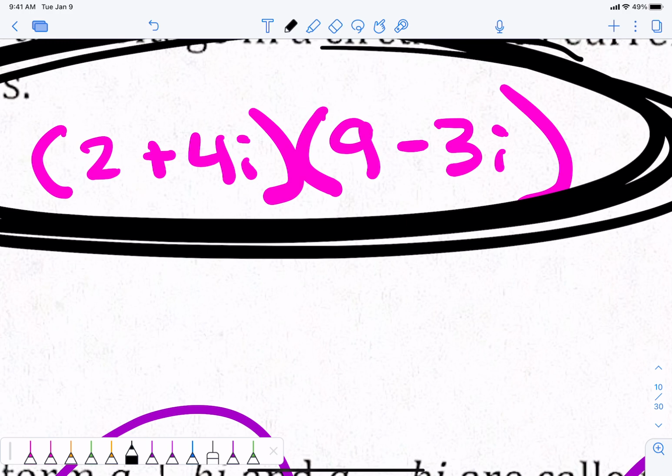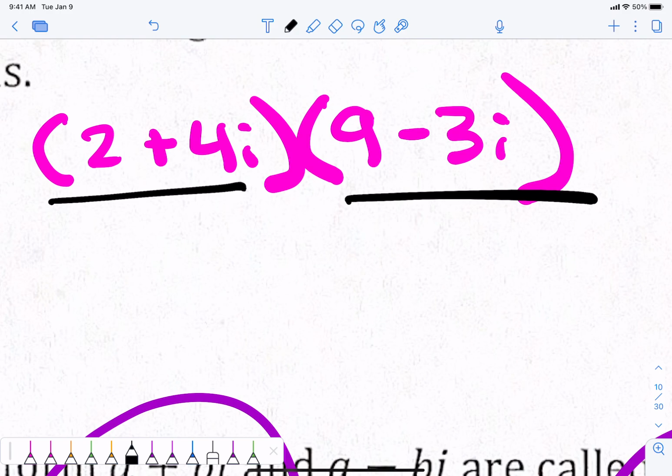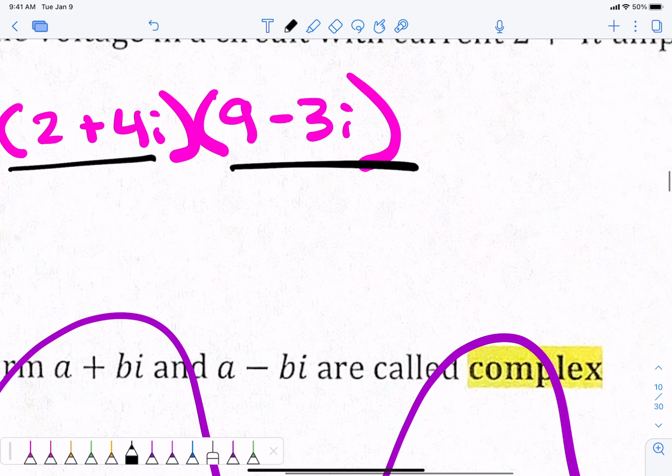This is a multiply problem. How do I know it's a multiply? They're close. They're right next to each other, right? The parentheses are right next to each other, so that means multiply, right? It's not addition in between, it's multiply. So how do we multiply these two together?